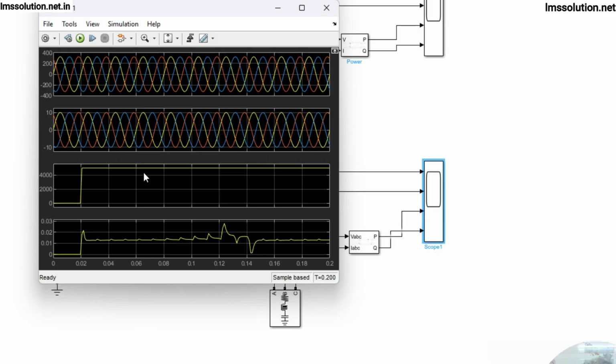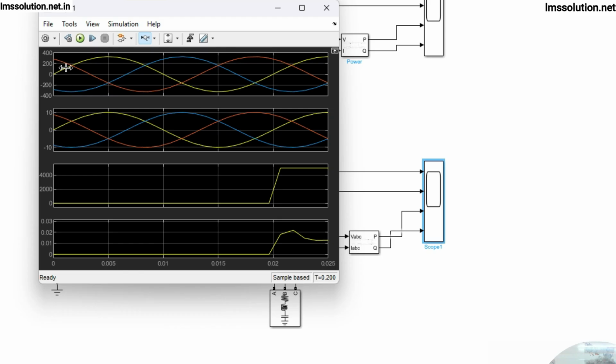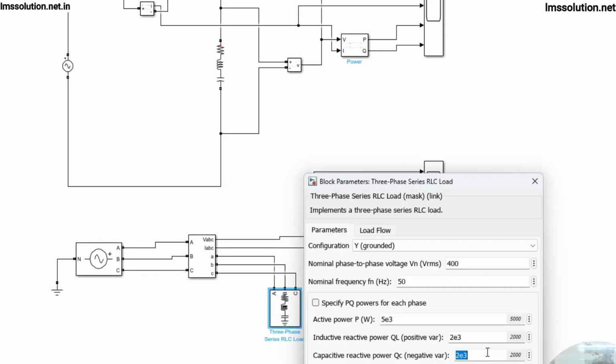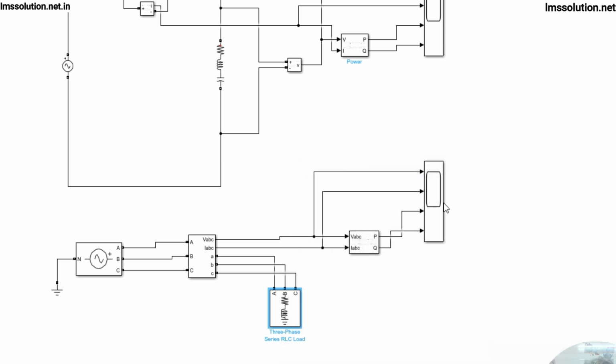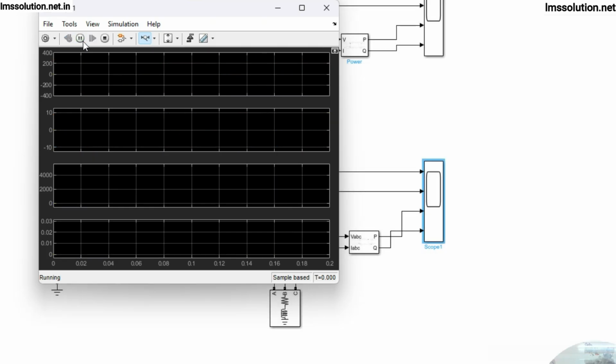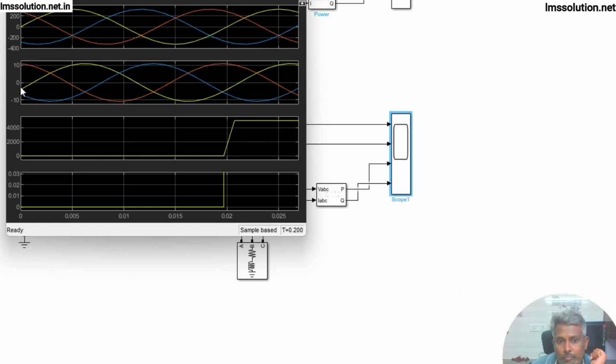Okay, and also we can see the variation in the phase angle. So now we are getting only real power, so the phase angle will be the same. Now if I'm using only inductive nature, then you will see the phase angle difference also. Now you see that, right? It starts at 0, but the current lags behind the voltage.